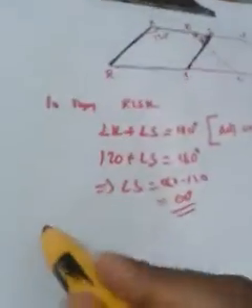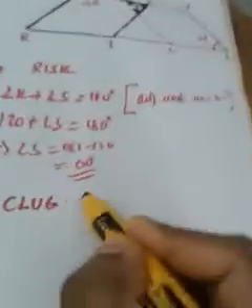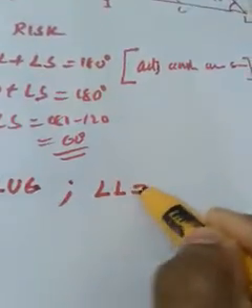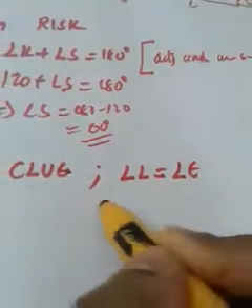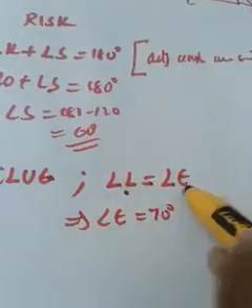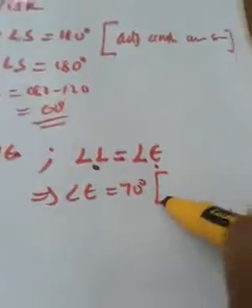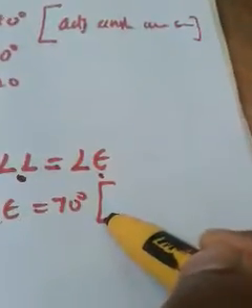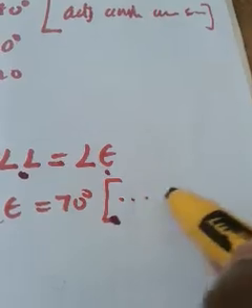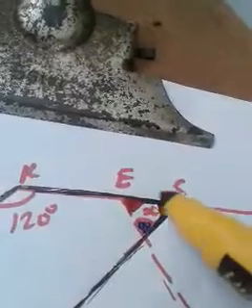That means in parallelogram CLUE, what can we write? Angle L is equal to angle E. That implies angle E will be 70 degrees, because angle L and angle E are equal and angle L is given as 70 degrees. So angle E also should be 70 degrees. Why? In brackets you can give the reason: opposite angles of a parallelogram are equal. You may have understood. So now we have angle S and angle E.